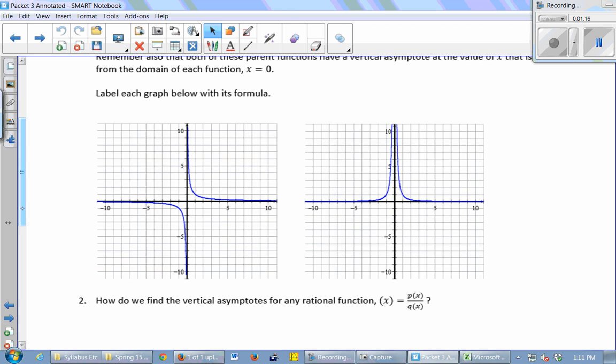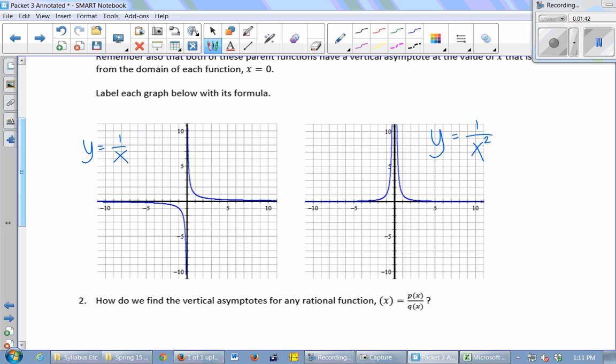All right, so I want to label each graph with its formula. This one on the left, is it 1 over x or 1 over x squared? Y equals 1 over x, yep. And you can tell because you have some positive y values and some negative y values, right? Because when you plug negative x's in here, you're going to get negative y's. So that means that this one has to be 1 over x squared. And no matter what x you plug in, positive or negative, the y value is always going to be positive here. Because when you square something, you always get something positive. So that's why the whole graph lives above the x-axis.